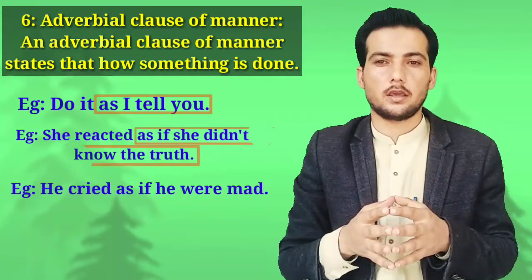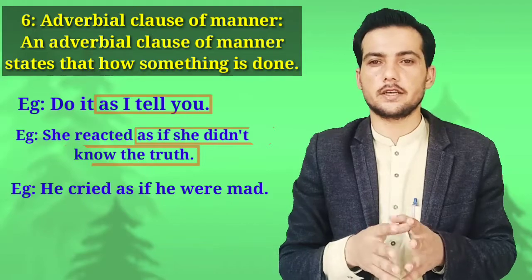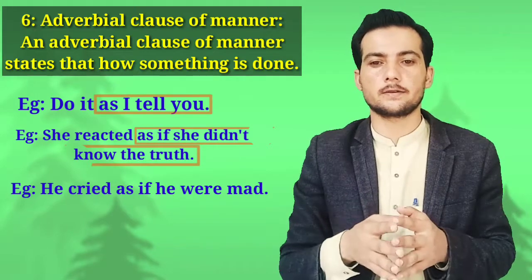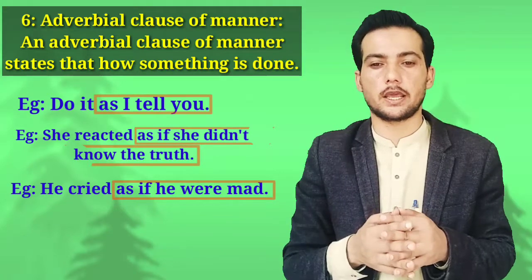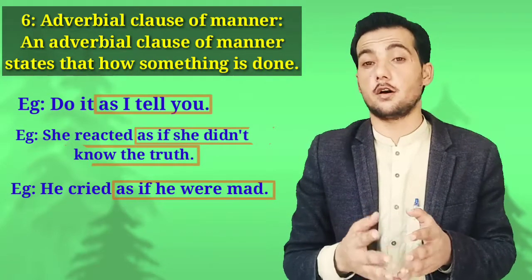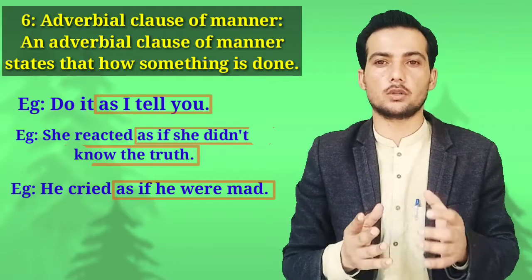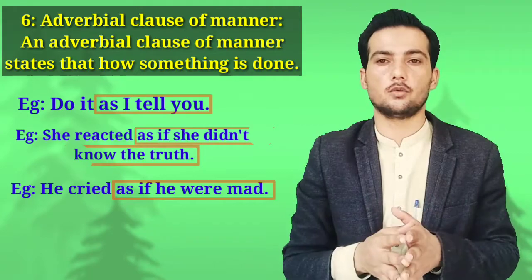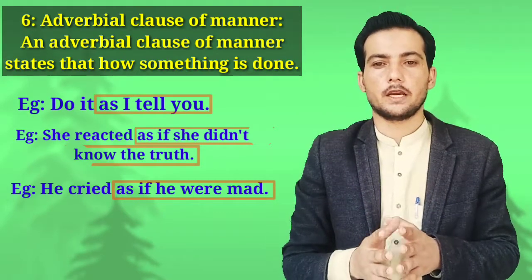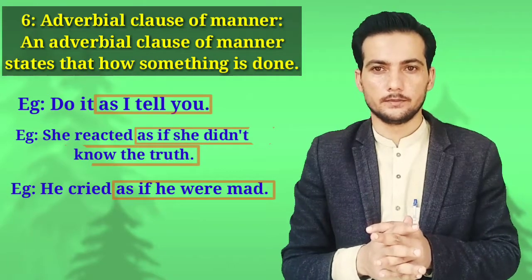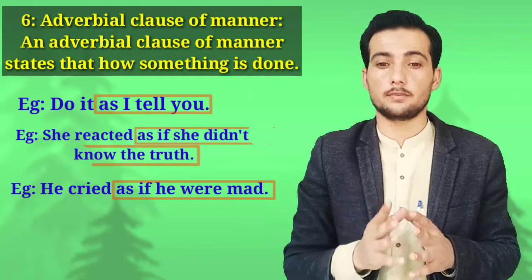He cried as if he were mad. In this sentence, "he cried" is the main clause, and after it, "as if he were mad" starts with the subordinating conjunction "as if," and consists of a subject and a verb. It gives us information about the verb "cried." How did he cry? As if he were mad. So that is why it is an adverbial clause of manner, because it modifies the verb "cried."